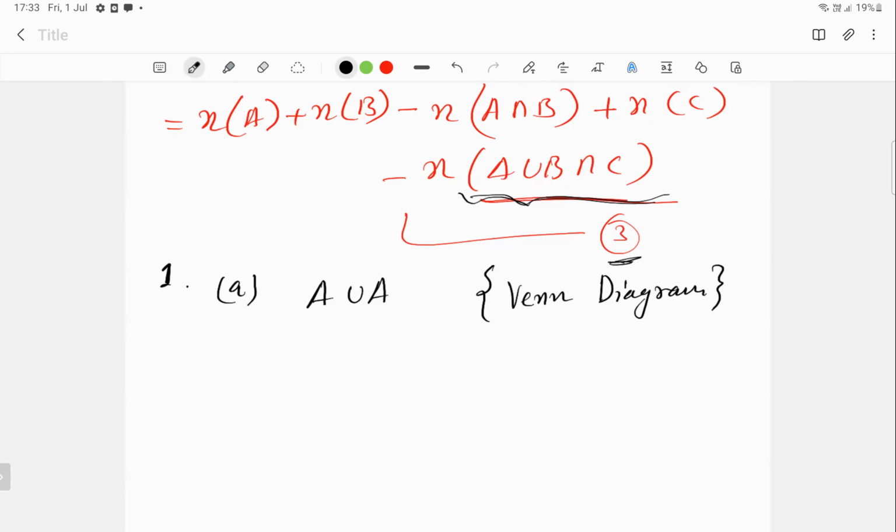So, what will be A union A? It will be A, right? So, do I need to draw the Venn diagram? Just A only, sir. Okay, B. A subset A. What is this? Yeah, of course. So you don't need to write this. Okay, that's number C.